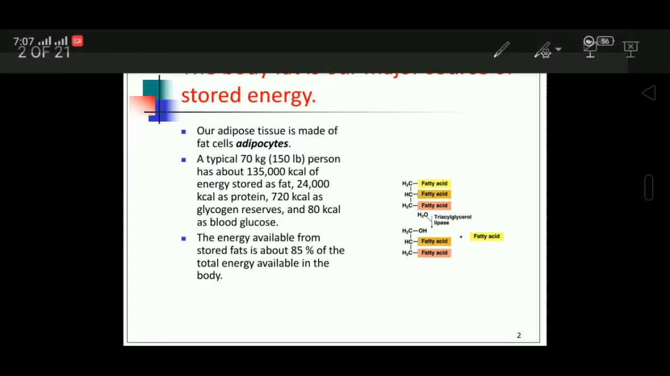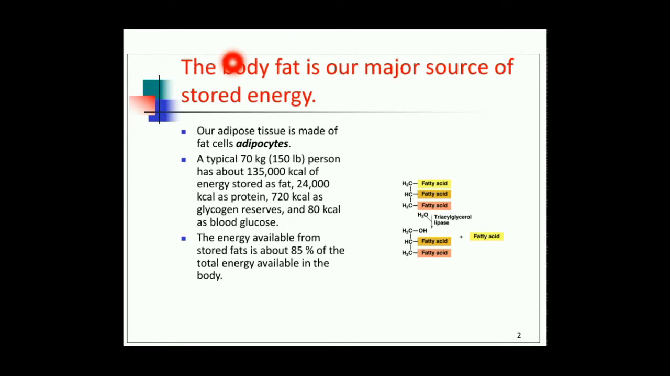So guys, the body fat is our major source of stored energy, as we all know. Fats are usually in the form of adipose tissues, and it is made up of fat cells, adipocytes. Very important term here guys. For general information, a typical 70 kg person has about 135,000 kilocalories of energy stored as fat, 24,000 kilocalories as protein, 720 kilocalories as glycogen reserves, and 80 kilocalories as blood glucose. So this is the general idea guys, you can mention here.